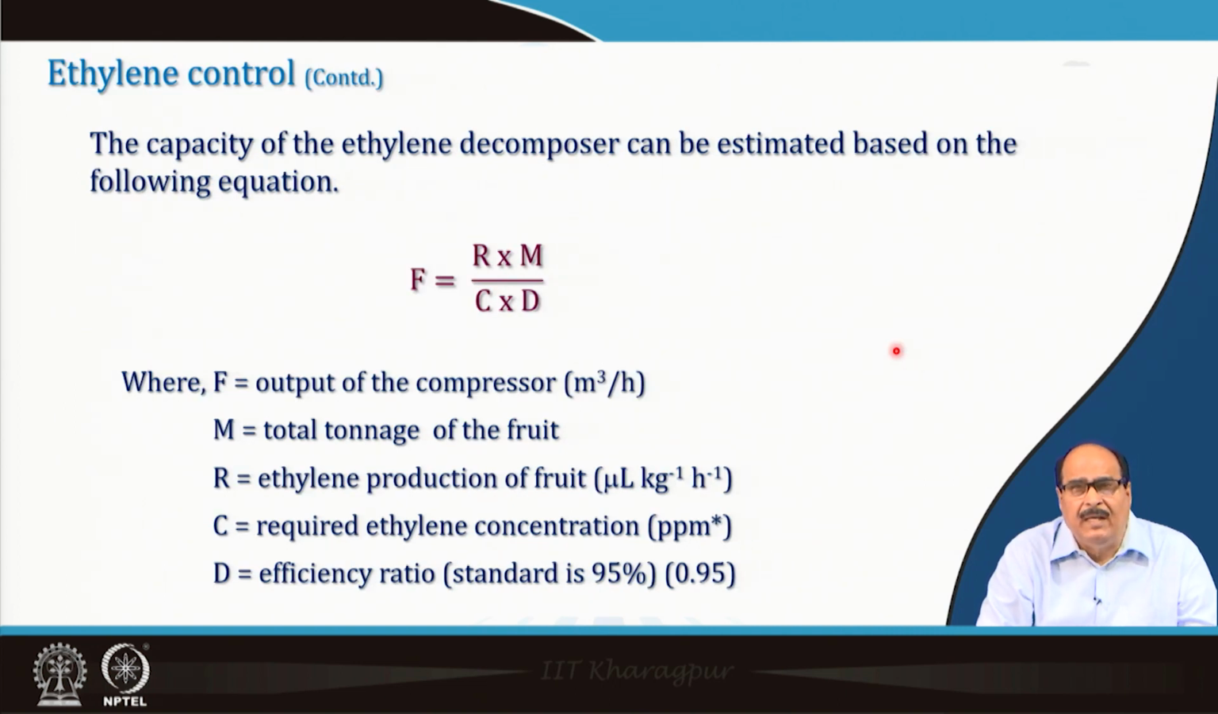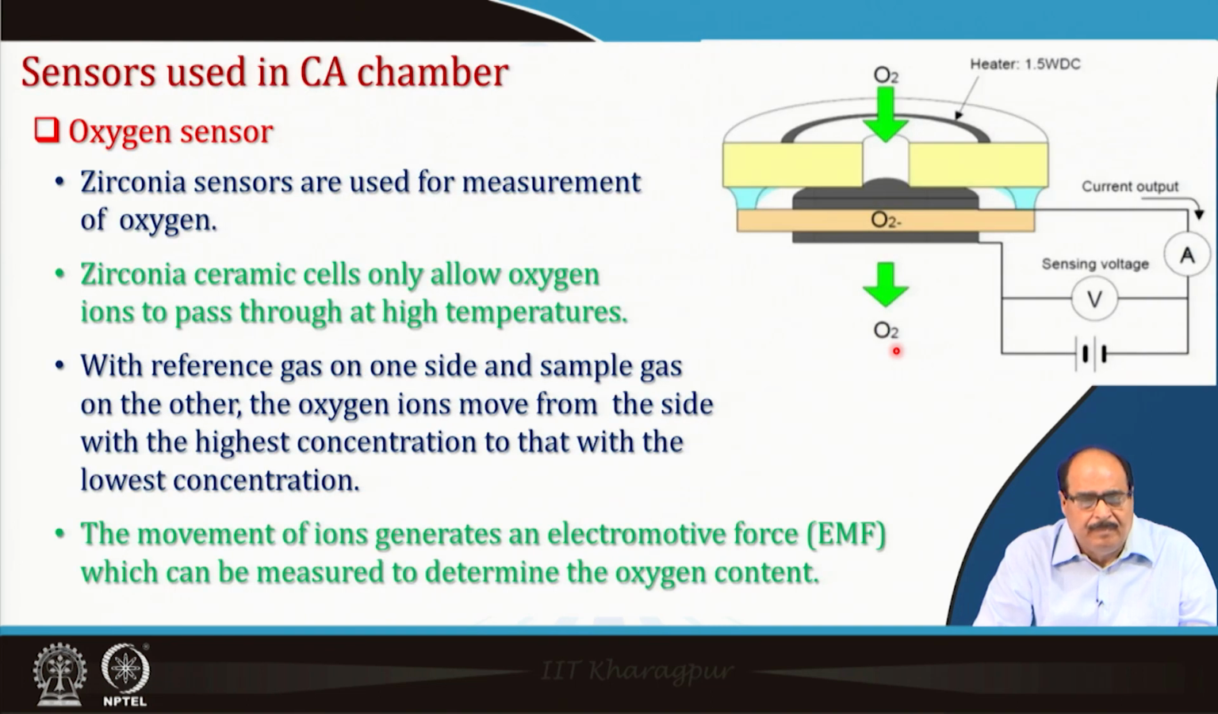The capacity of the ethylene decomposer can be estimated based on an equation like F equals R into M divided by C into D, where M is the total tonnage of the fruit, R is the ethylene production of the fruit, C is the required ethylene concentration, and D is the efficiency ratio, which is a standard. Normally 95% is taken as the efficiency ratio. From this equation you can find out what should be the capacity F, the output of the compressor, for controlling the ethylene. Then these are the gaseous compositions.